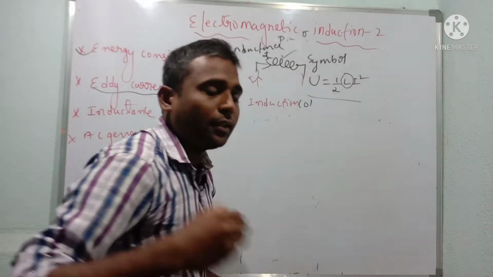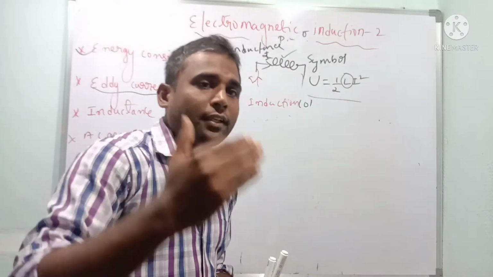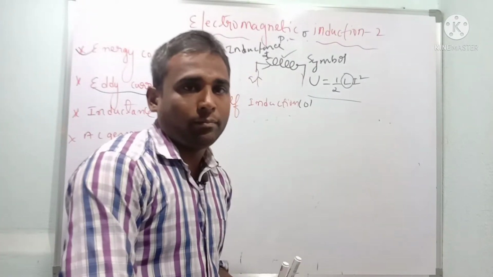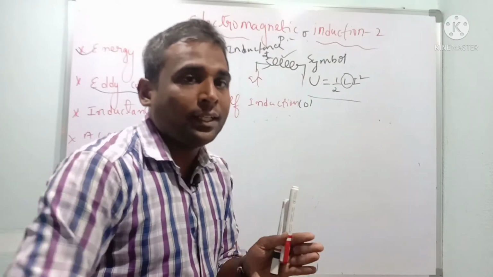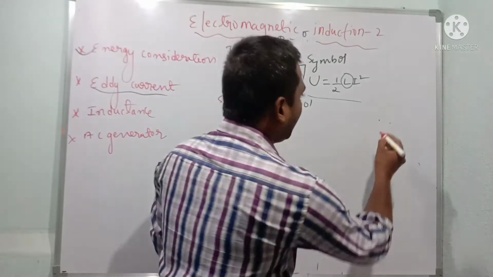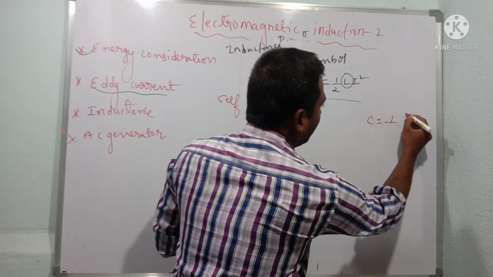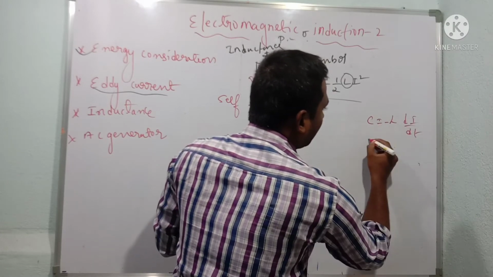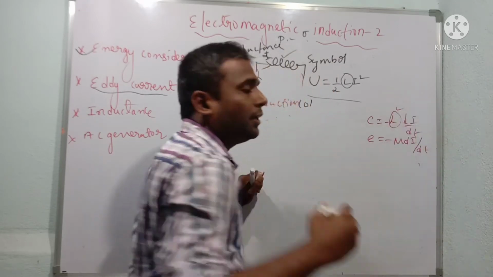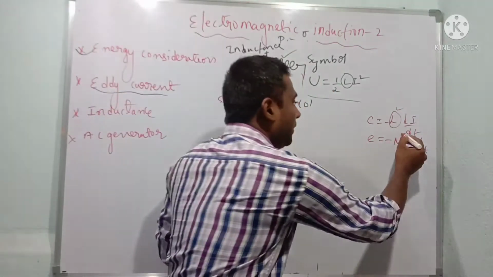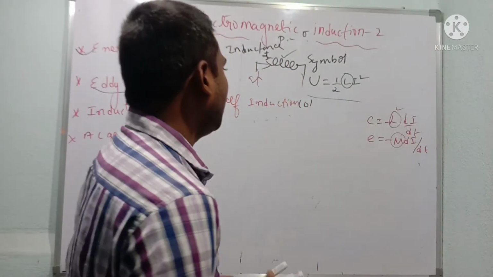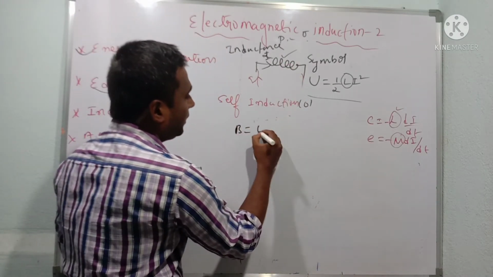Before that, just remember mutual induction. The process of generation of EMF in another coil by the change of current in one coil. Means if I change the current in the primary coil, what is produced in the secondary coil, children? That is EMF, that is mutual induction. Similarly we can write E is equal to minus L into di by dt. So directly we can write mutual induction as E equal to minus M into di by dt. Here L is called the coefficient of self-induction, and M is called the coefficient of mutual induction.